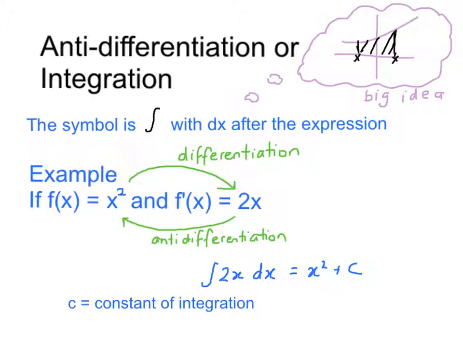If a function of x is x squared, what we've done before, differentiating that, f dash x becomes 2x. If we do the opposite of that, we're going from the 2x back to the x squared. And we write it like this below: the integral of 2x with respect to x is x squared plus some constant. C is the constant of integration.